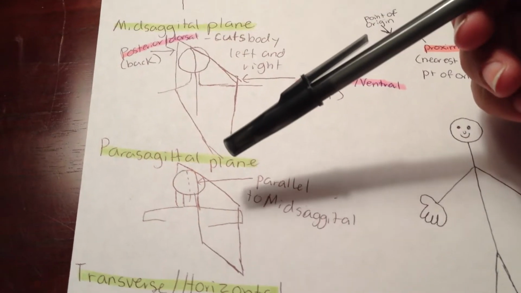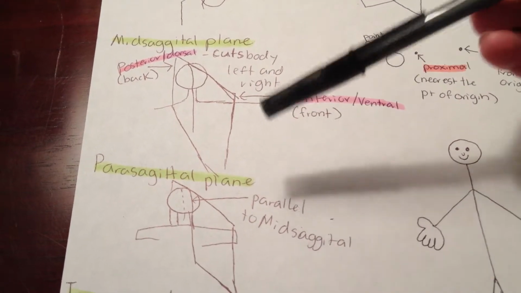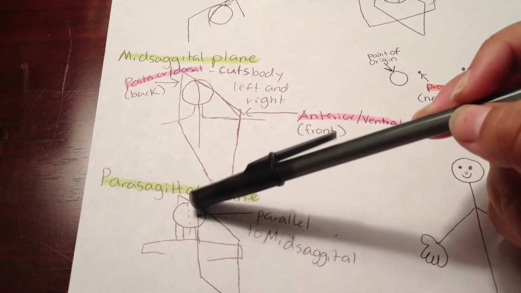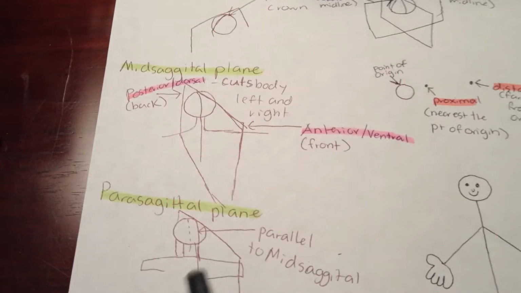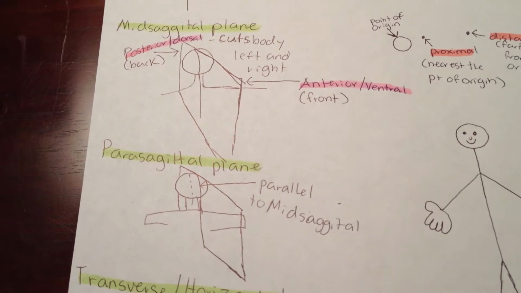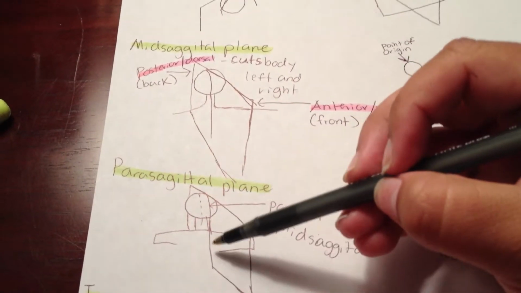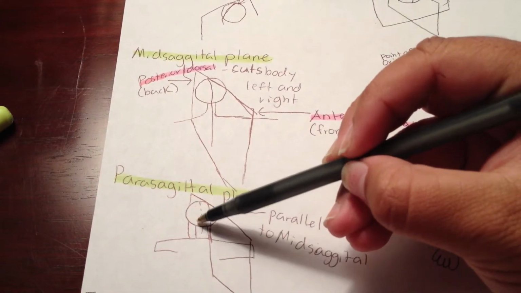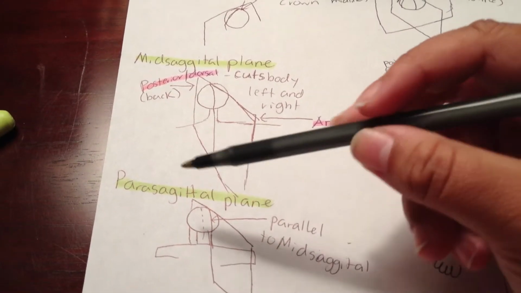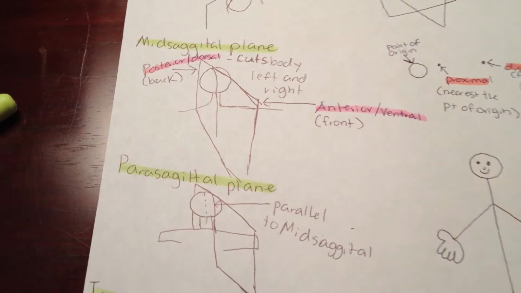Then we have the parasagittal plane. This is parallel to the mid-sagittal plane. So this is the mid-sagittal plane here, this dashed line. It could be either left or right of the mid-sagittal plane as long as it is parallel to it. So it could be here, or here, anywhere, as long as it is parallel to the mid-sagittal plane.